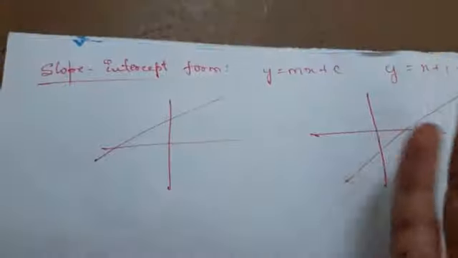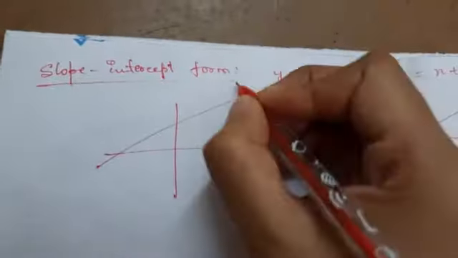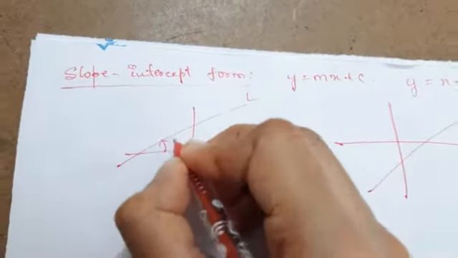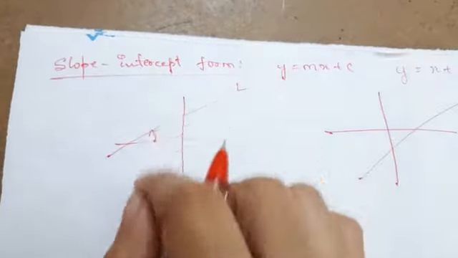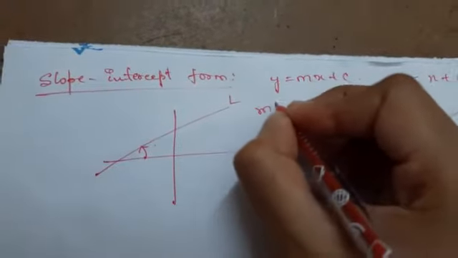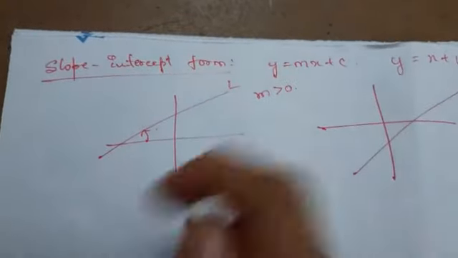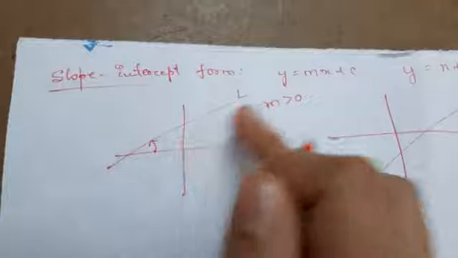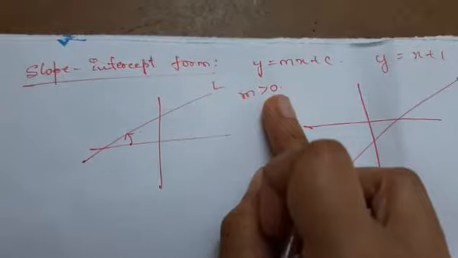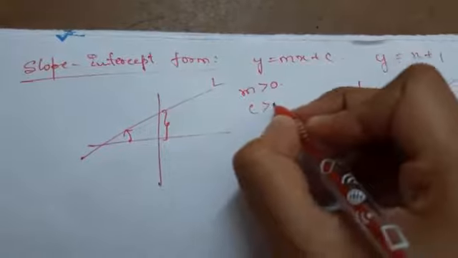So what is the slope? Slope is nothing but the inclination formed by the line with respect to the x-axis in an anti-clockwise direction. Suppose I consider this is our line L. What is the slope? Here the slope is the angle formed by this line with respect to the x-axis in an anti-clockwise direction. So the angle is positive, an acute angle. So here our slope is greater than 0, since it is an acute angle. And what about the y-intercept? It is positive, so c is also greater than 0.